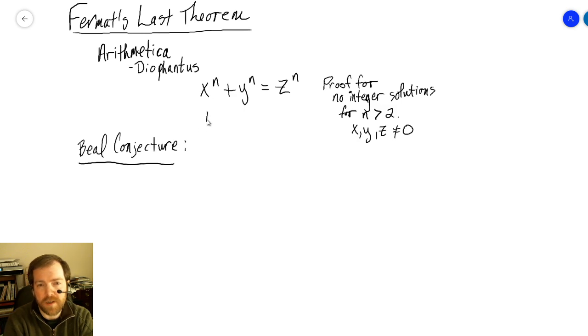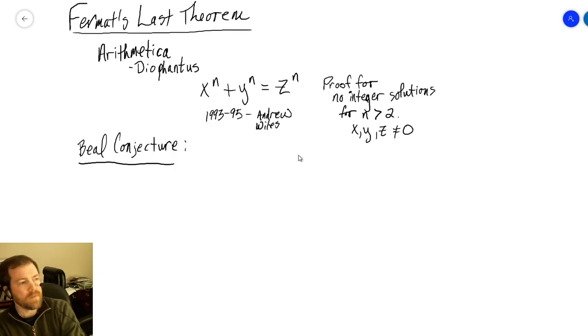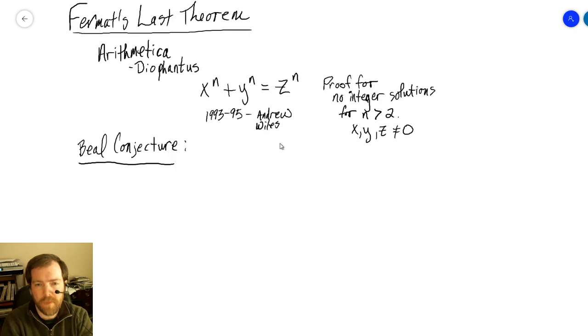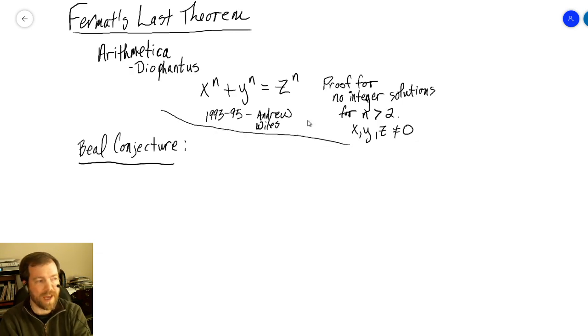Alright, so just discussing a bit about Fermat's last theorem here. So this was again 1993 through 95. It ended up being solved by a guy named Andrew Wiles, using very modern, by comparison, mathematics compared to what Fermat had at his disposal.